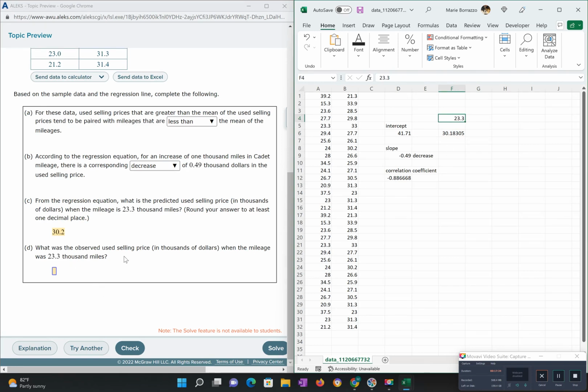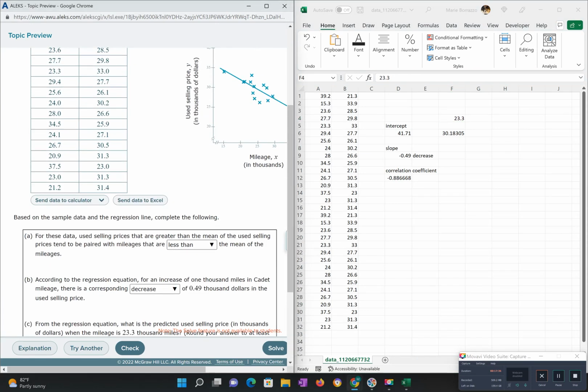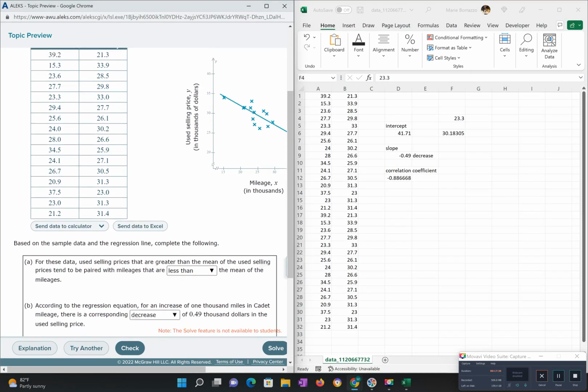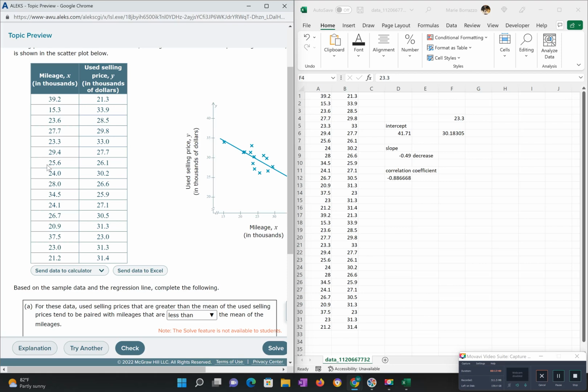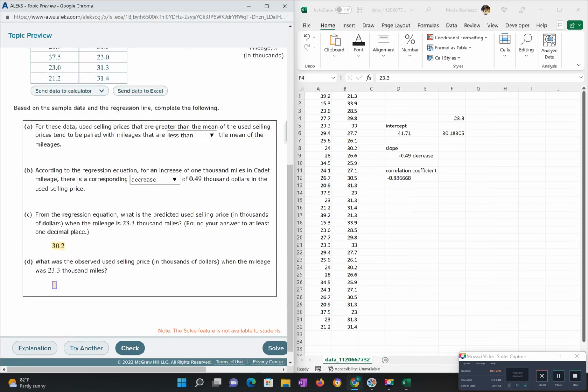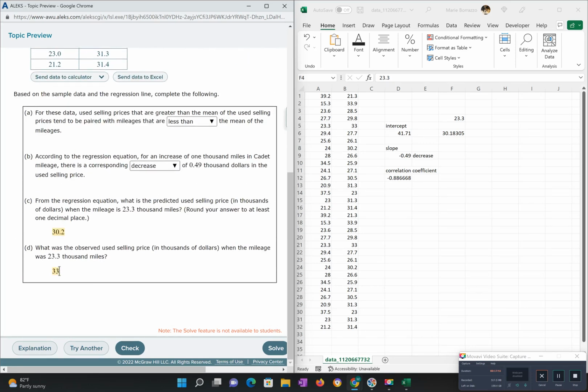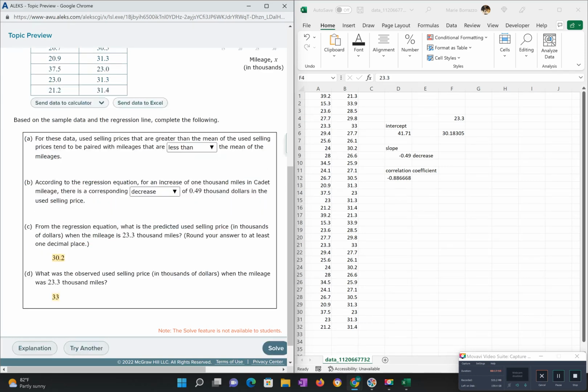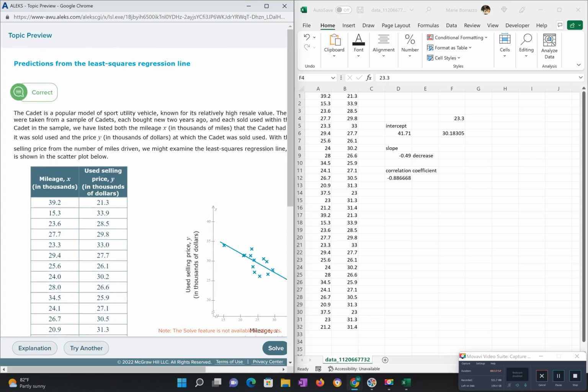What was the observed? Whenever they say observed, we want to go back here. And if we're looking for 23.3, according to this, it is 33. Observed, you're going to look at the chart. So we're going to go with 33. Check it. Oh, we're good.